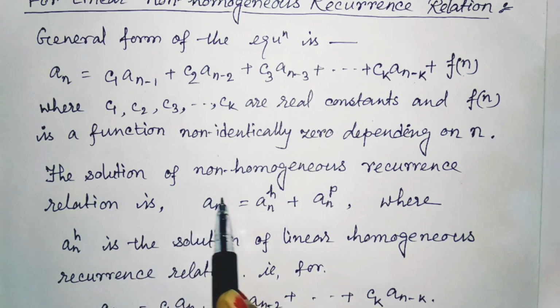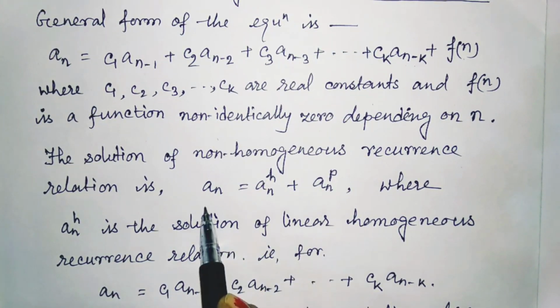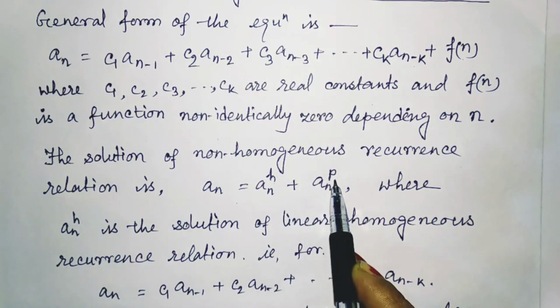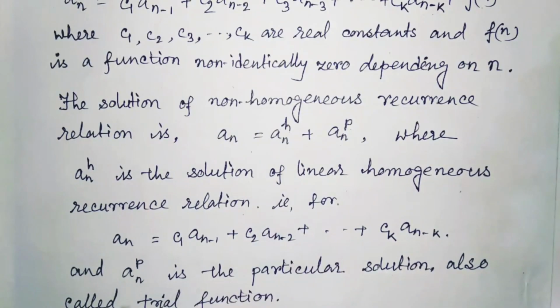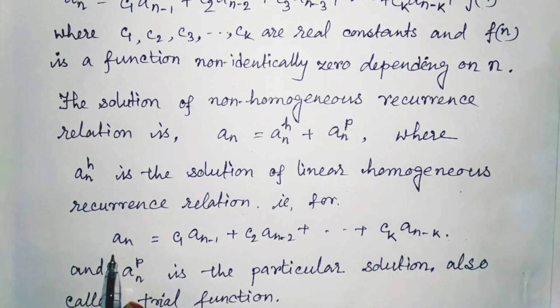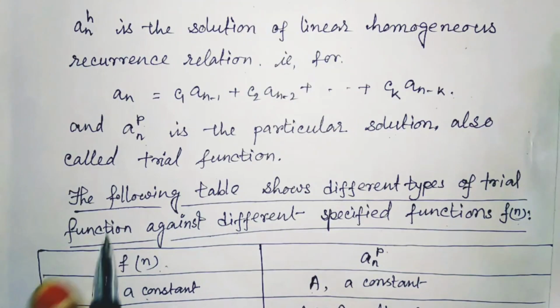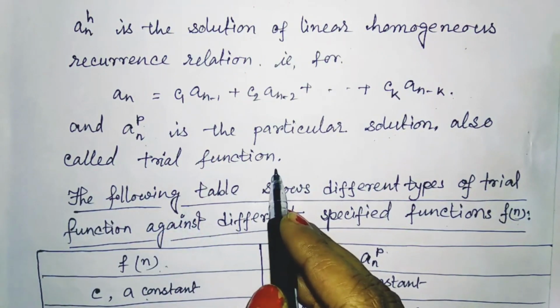So if we want to find the solution of this non-homogeneous recurrence relation, we find it in two steps. We write a_n = a_n^(h) + a_n^(p), where a_n^(h) is the solution of the linear homogeneous recurrence relation. That means if we exclude the term f(n) from the given equation, then we get the homogeneous equation, and its solution is a_n^(h). And a_n^(p) is the particular solution, also called the trial function.